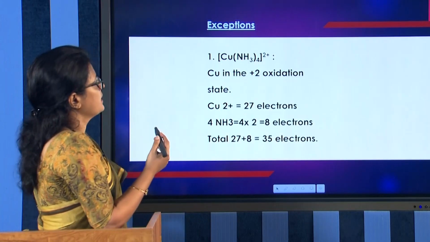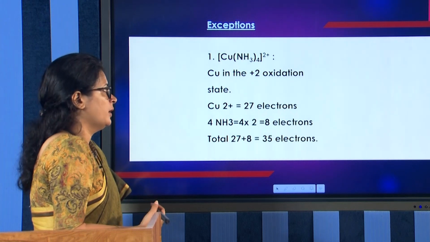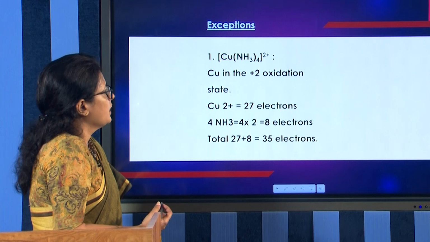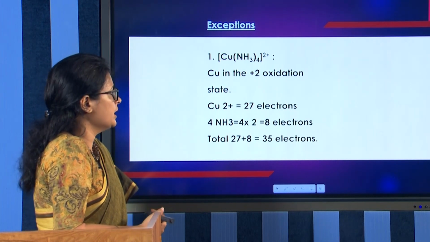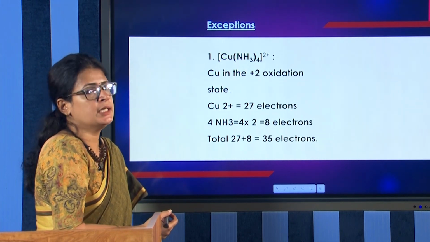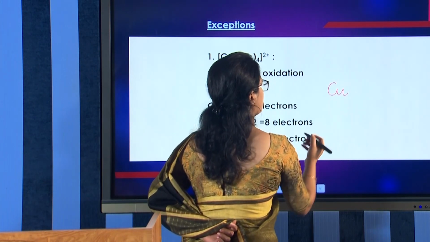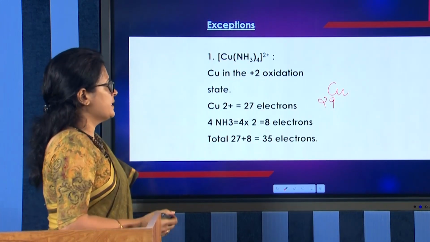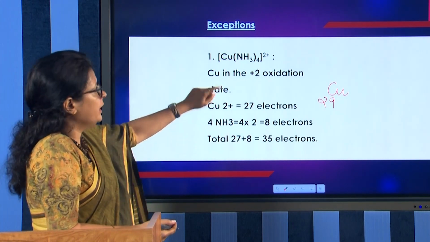Now, there are some exceptions to this effective atomic number rule. See the complex Cu(NH3)4 2+. The central metal atom is copper, and copper is in the +2 oxidation state. Copper has an atomic number of 29, and for Cu2+, 2 electrons are gone. So, 27 electrons. And how many ligands are there?